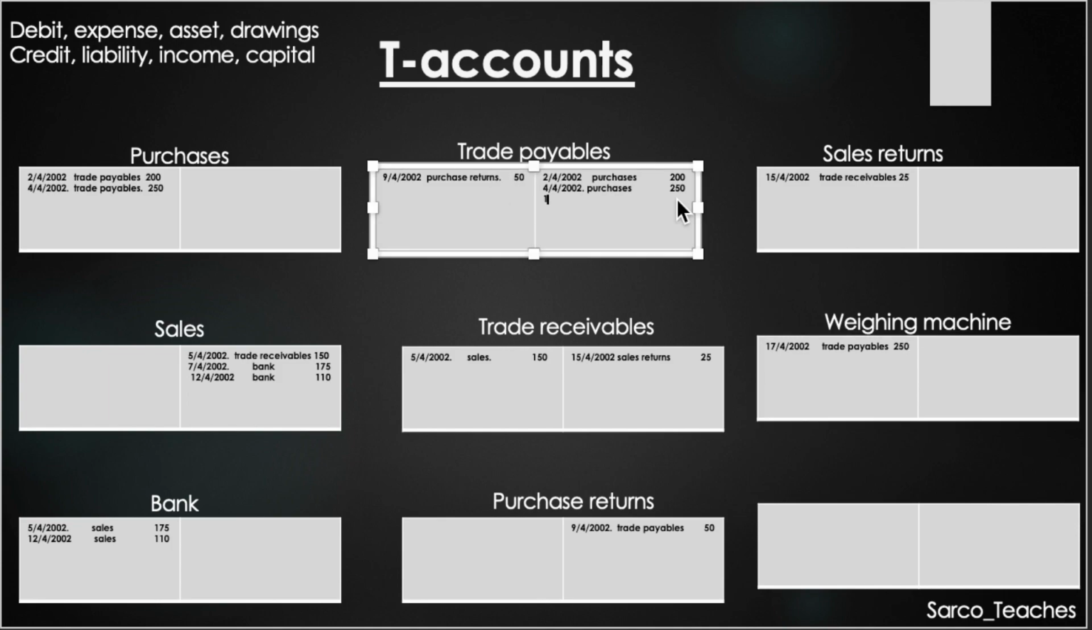And because it's an increase in trade payables, it means it goes on the credit side, because DEADCLIC tells us that liabilities increase on the credit. So we put the date, detail, and amount. So the date is 17th, the detail is weighing machine, and the amount is 250.